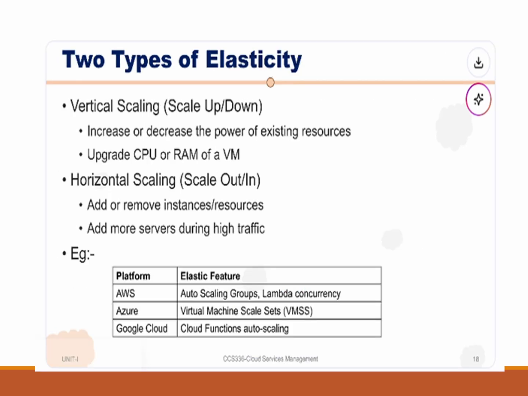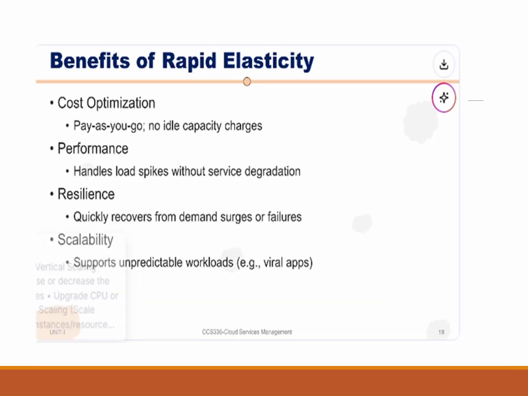Types of elasticity. Vertical scaling, that is, you can call it scale up or scale down. That is nothing but increasing or decreasing the power of existing resources. For example, you are upgrading your CPU, RAM, or VM. This is called vertical scaling. And horizontal scaling, that is nothing but scale out or scale in. Add or remove instances or resources. Add more servers during high traffic. For example, AWS, Azure, Google Cloud.